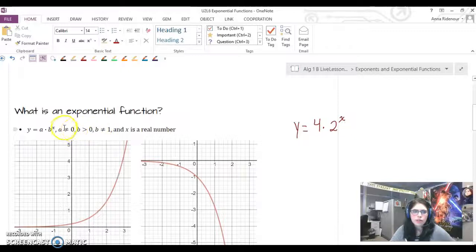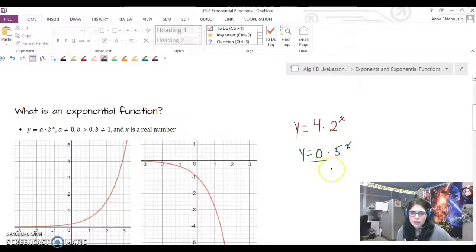And you just have to make sure that a is not equal to 0, because if you had a equal to 0, then you would end up with y is equal to 0 times, say 5 to the power of x. No matter what, this is just always going to be equal to 0. So it's just kind of not anything. It's just y is going to be 0 all the time, because anything times 0 is equal to 0.